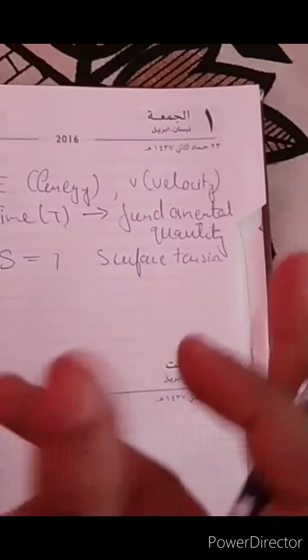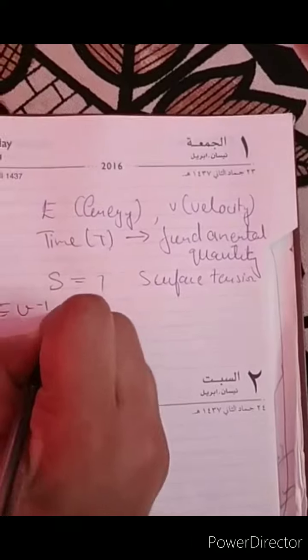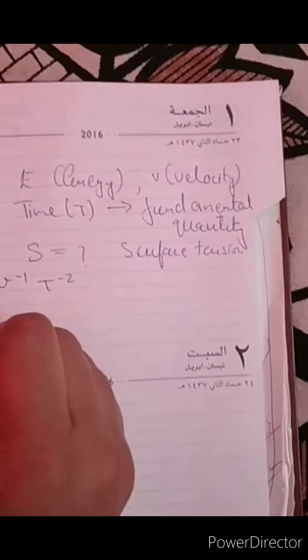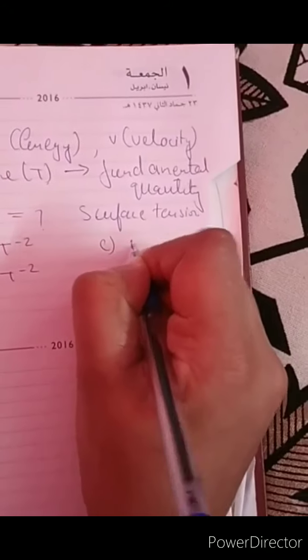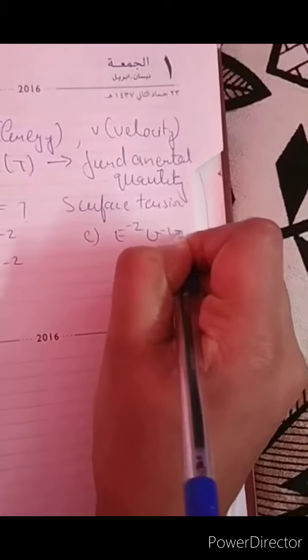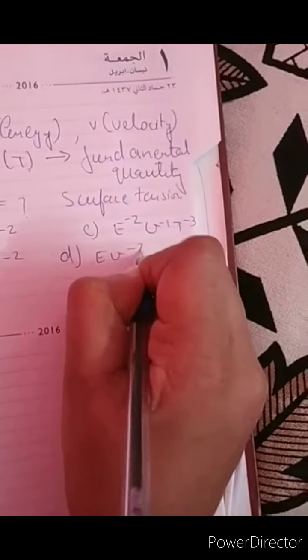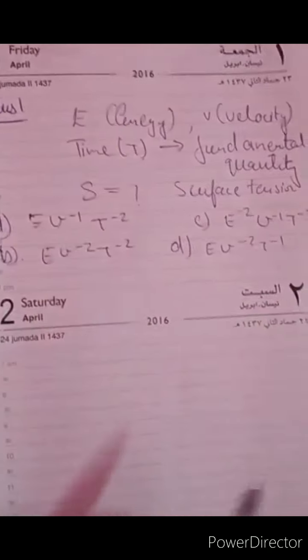You are not getting my point? First look at the options. A says E, V minus 1, T minus 2. B says E, V minus 2, T minus 2. C is E minus 2, V minus 1, T minus 3. And D is E, V minus 2 and T minus 1. Okay, so these are your 4 options.